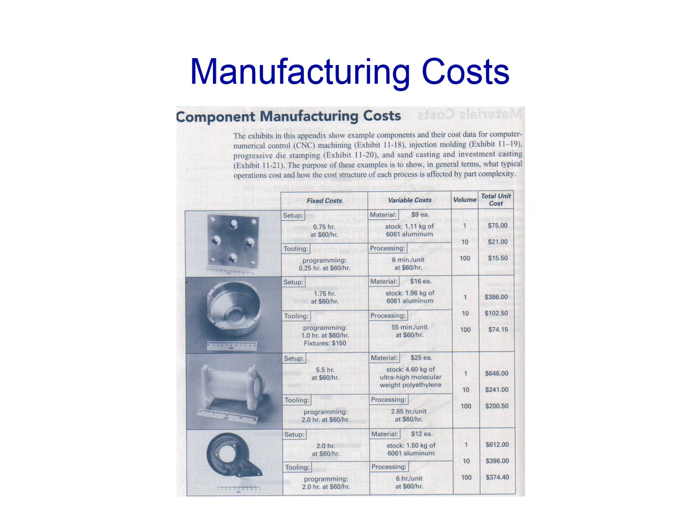This appendix, also in your book at the end of the book chapter, shows examples of components and their cost data for CNC machining, for injection molding, for progressive die stamping, and sand casting. This particular slide shows an example for CNC machining cost.